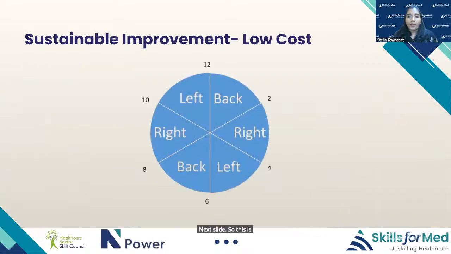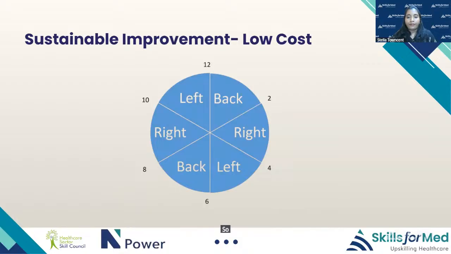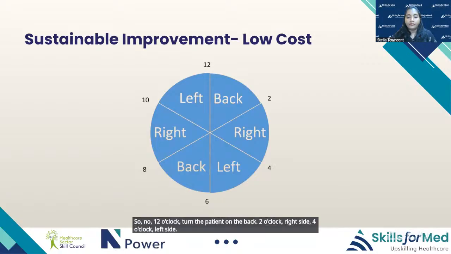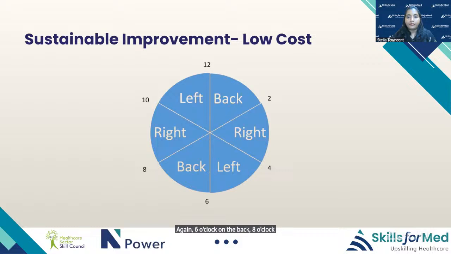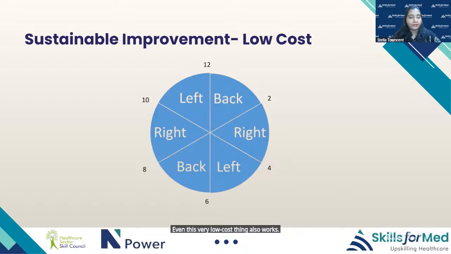So this is a very, very low cost, low tech visual reminder, which you can put up on the bed of a patient who needs to be turned. So, 12 o'clock, turn the patient on the back, 2 o'clock, right side, 4 o'clock, left side, again 6 o'clock on the back, 8 o'clock, right side, 10 o'clock, left side. Simple. If you want, you can put this in the chart and put a check box, and this will work. You don't need to buy expensive smart beds. Even this very low cost thing also works. Next slide.